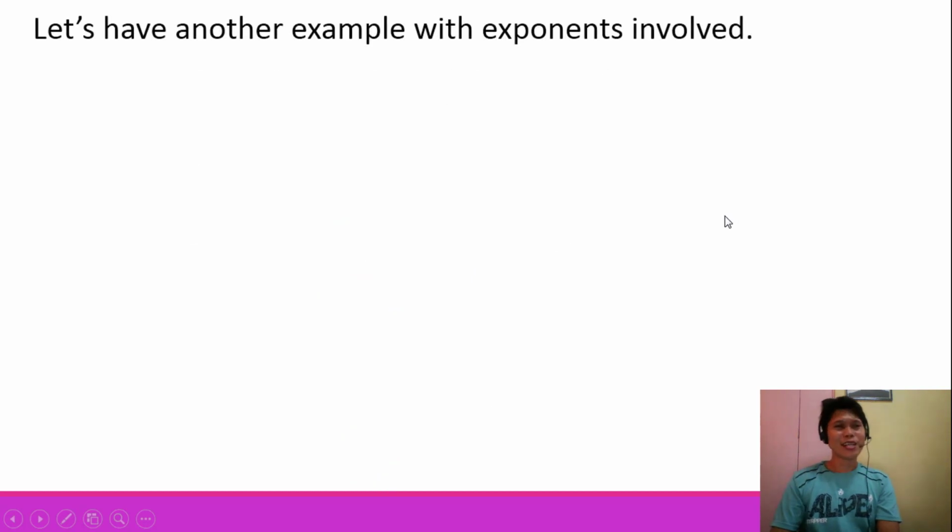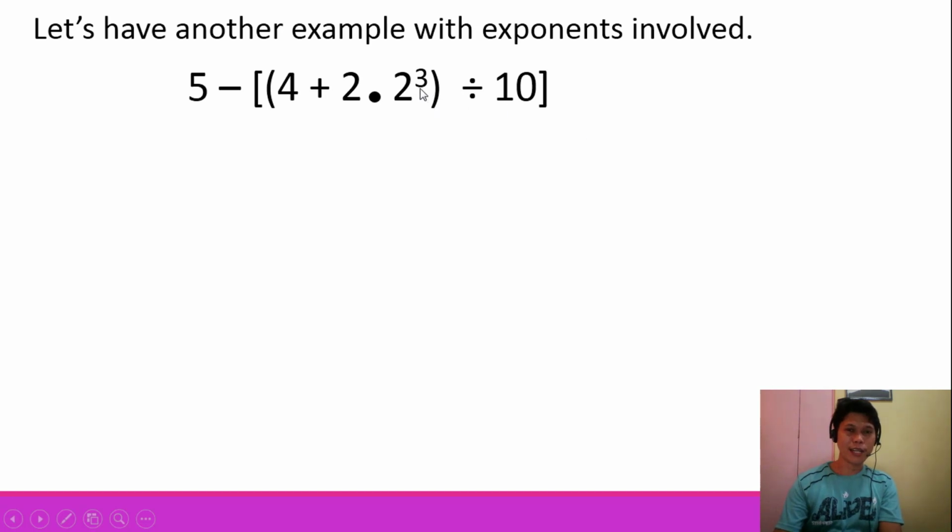Okay, so let's have another example, this time with exponents involved. Okay, we have this one, and as you can see, there is already the symbol. This is a dot. In math, it is multiplication. Okay, remember that one? This is multiplication. It is not a decimal point. The use of this is not as a decimal point this time. Multiplication. There is also an exponent. Okay, and there are grouping symbols. We have the parentheses and the brackets.